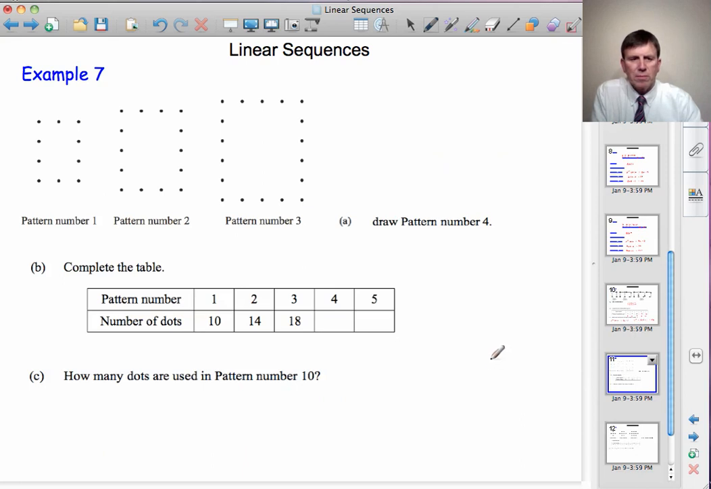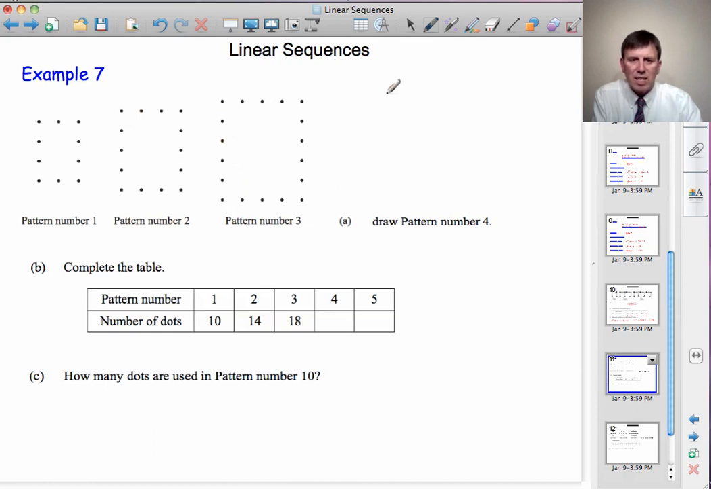Next example. Draw pattern number 4. And here it looks as if we're going up in 4s. So what's actually happening? It looks like we're putting an extra 1 in the middle at the top and bottom, and we're putting an extra 1 in the middle down the sides. So I've got 4 going down that side and 3 along the top, 5 and 4 along the top, 6 and 5 along the top.